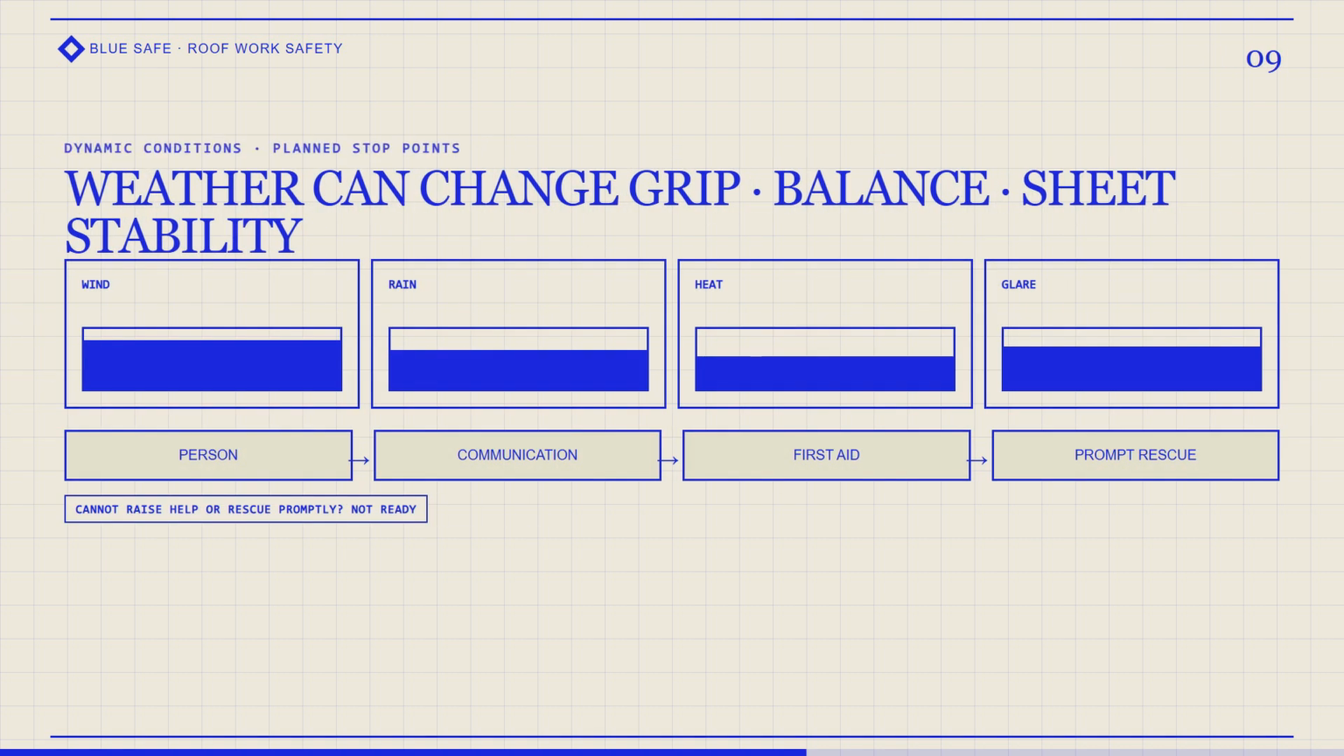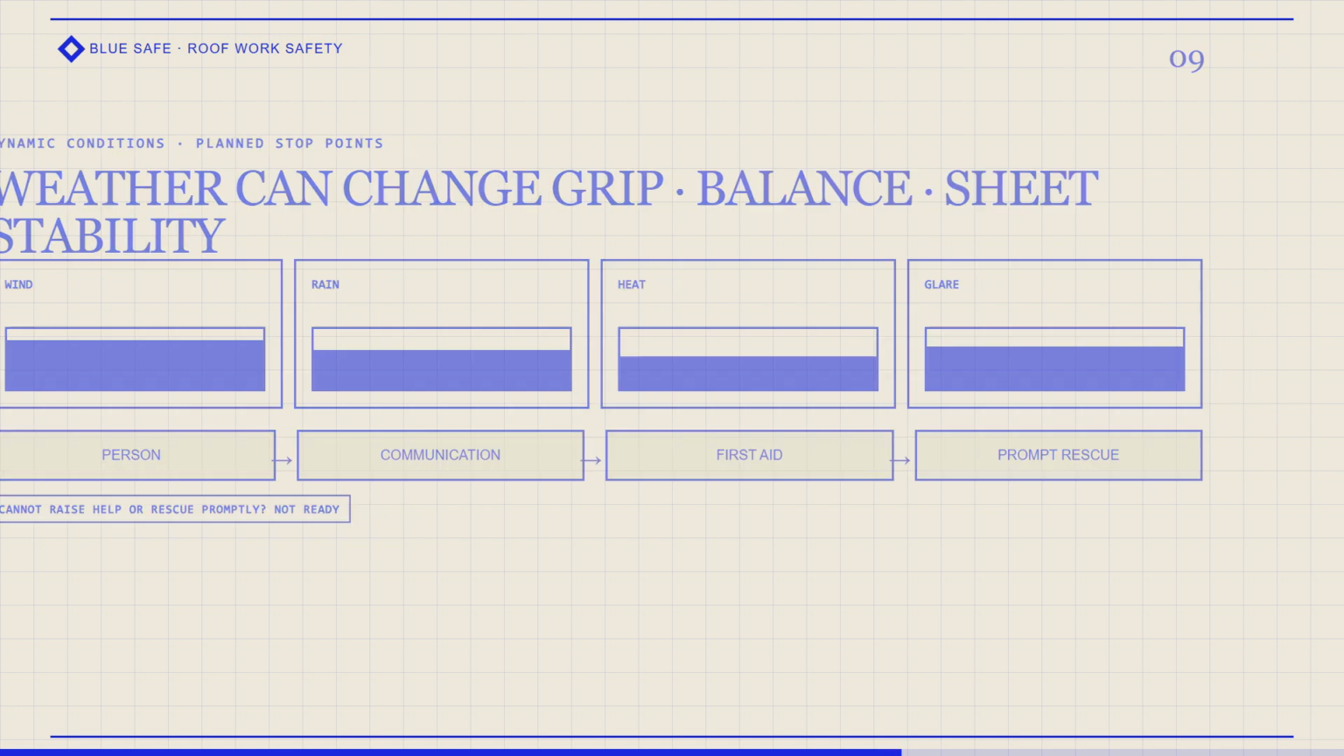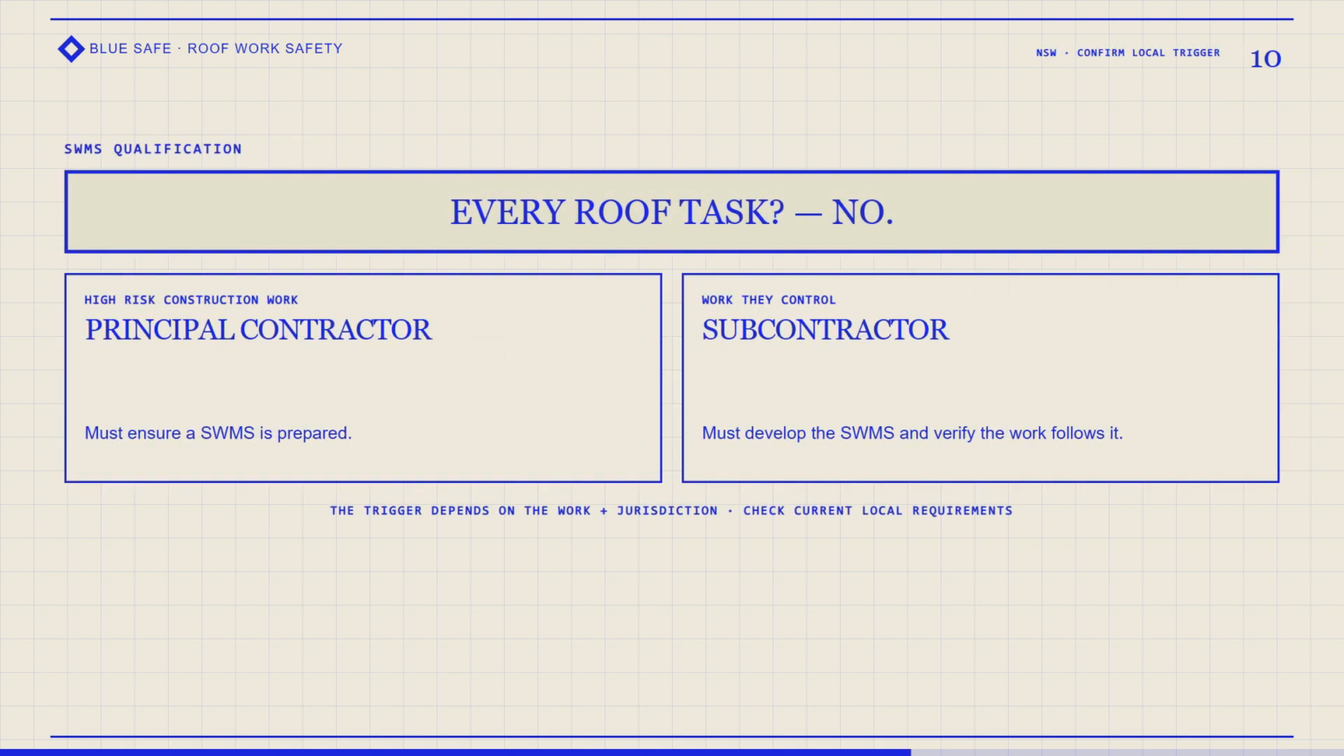Weather can change grip, balance and sheet stability. Agree on wind, rain, heat, glare and other stop work triggers before access. Also plan emergency communication, first aid and rescue for the selected system. If a person working alone cannot raise help, or a suspended worker could not be rescued promptly, the work is not ready to start.